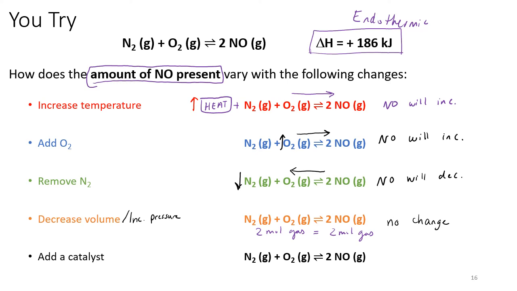And lastly, adding a catalyst. Adding a catalyst does not affect the position of equilibrium, just the rate of the reaction. So adding a catalyst also will have no change on the amount of NO present at equilibrium.